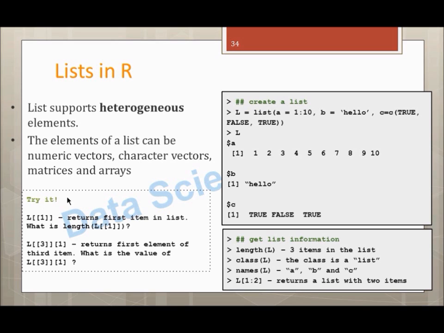So if you have RStudio installed in your computer, you can actually try these commands. So if I say L[[1]], then it returns the first item in the list. So you can actually check the length of that item, and if I say L[[3]][1], then it will return the first element of the third item in the list. So you can also check these commands in RStudio.